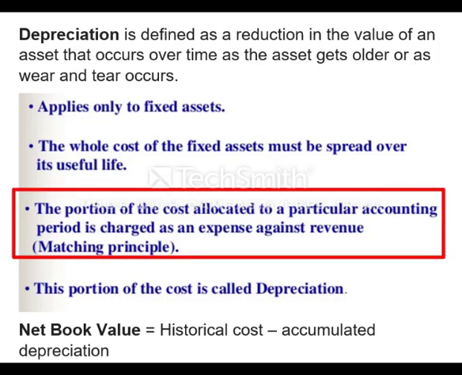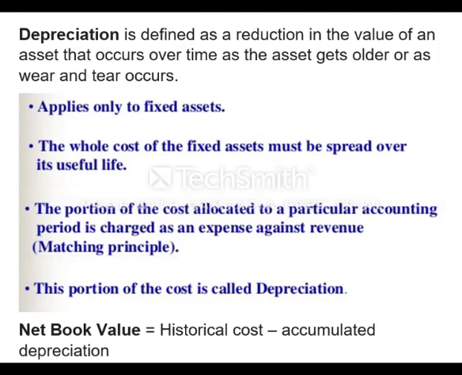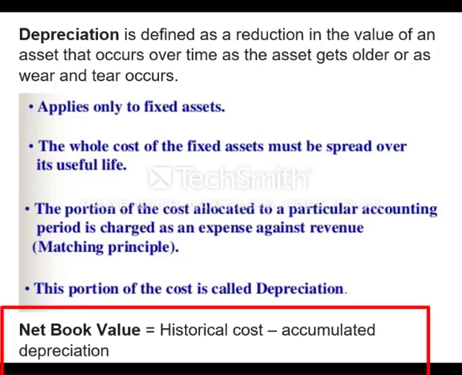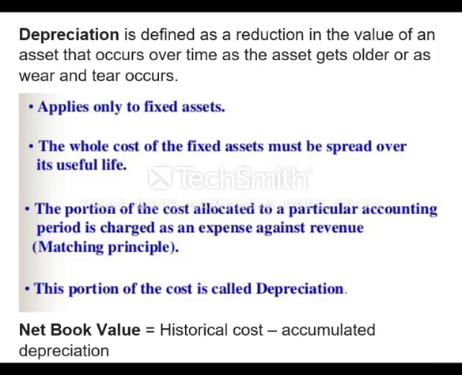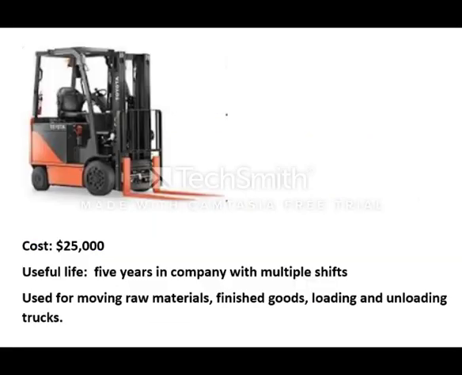The matching principle states that where expenses can be matched with revenues, we should do so because the benefits of an asset should be linked to the cost of the asset. We're going to be looking at net book value, which is the original cost of the asset less any accumulated depreciation. The asset example we'll use is a forklift.